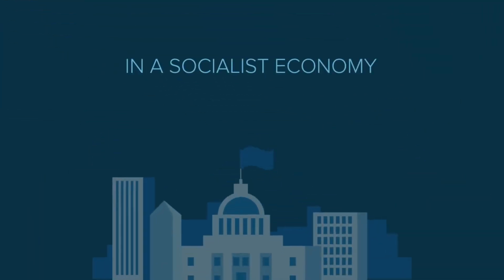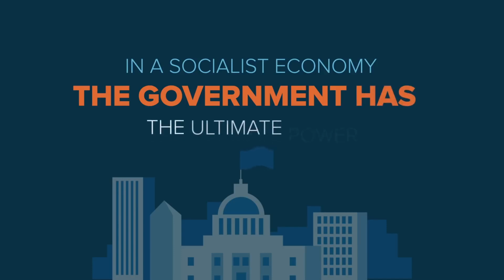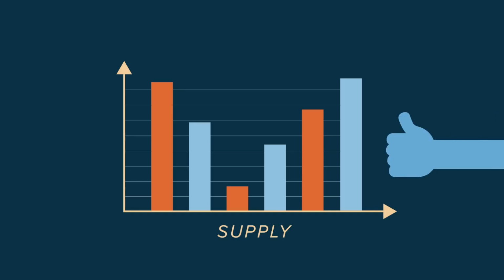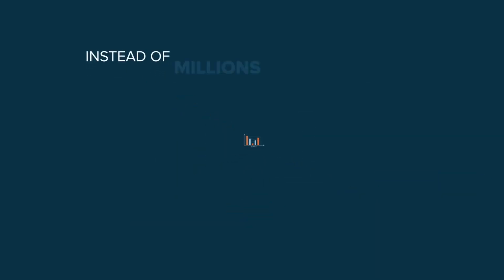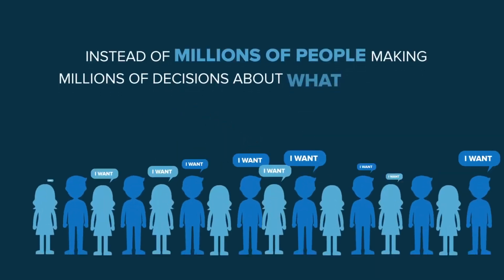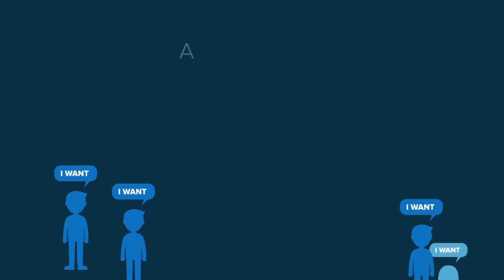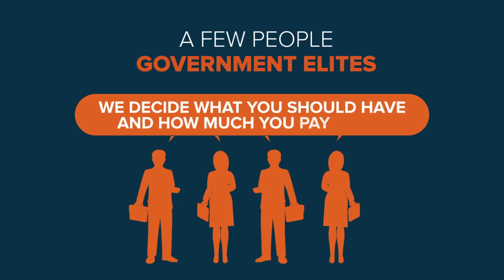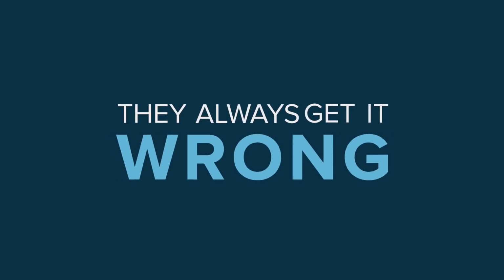In a socialist economy, the government has the ultimate power. It decides what you get from a limited supply it decides should exist. Instead of millions of people making millions of decisions about what they want, a few people, government elites, decide what people should have and how much they should pay for it. Not surprisingly, they always get it wrong.